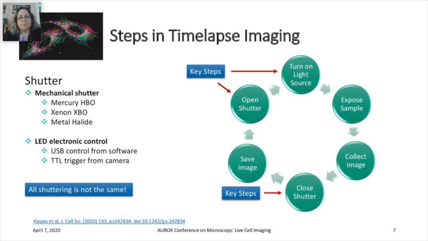And the key steps are opening and closing the shutter and turning on the light source. And what we determined through the process of exploring this data in more detail was that all shuttering is not the same. So a mechanical shutter, which you need for light sources such as mercury HBO, xenon lamps, or metal halide lamps, are actually fairly slow. And then if you have LED light sources, there are different ways to control that. You can use USB control from the acquisition software, or you can use what's called TTL triggering from the camera, where the camera will trigger the light source to turn on when it's ready to collect light. And we wanted to explore these shuttering mechanisms in more detail to explore a principle called illumination overhead.